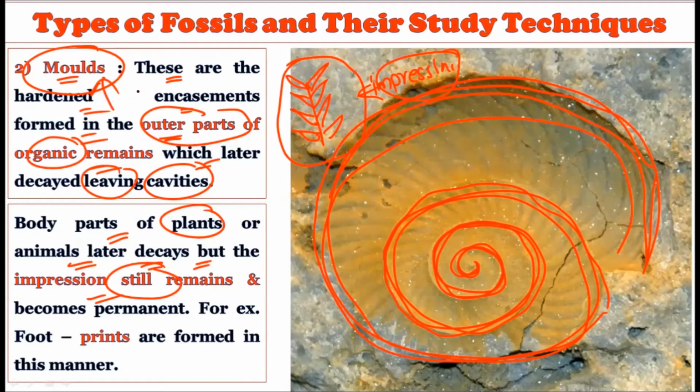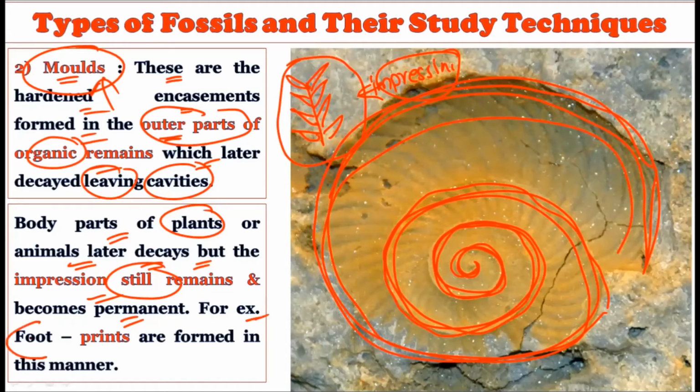Actually, what the mold shows us is generally only the body part, not the whole organism, and that body part has also decayed over a period of time. The original structure was removed due to a decaying process or decomposition. But what remained? Only the impression of that particular thing, whether it is a leaf or the outer shell of an organism. And this impression later becomes permanent.